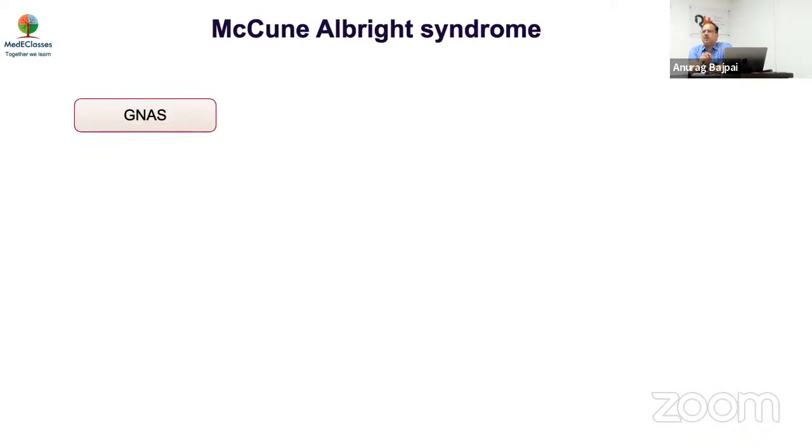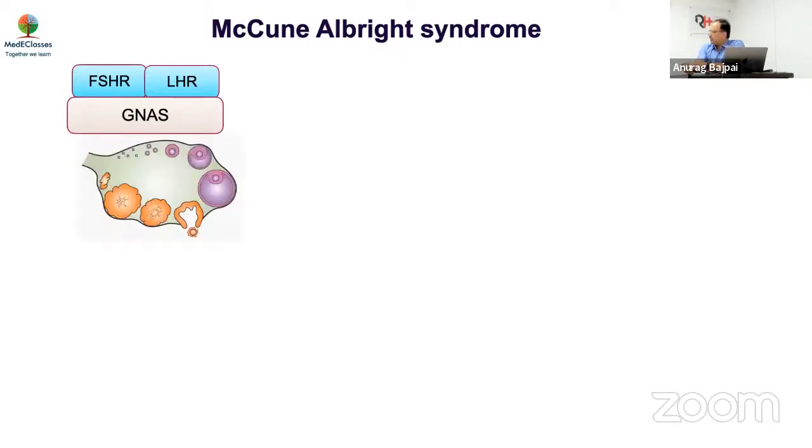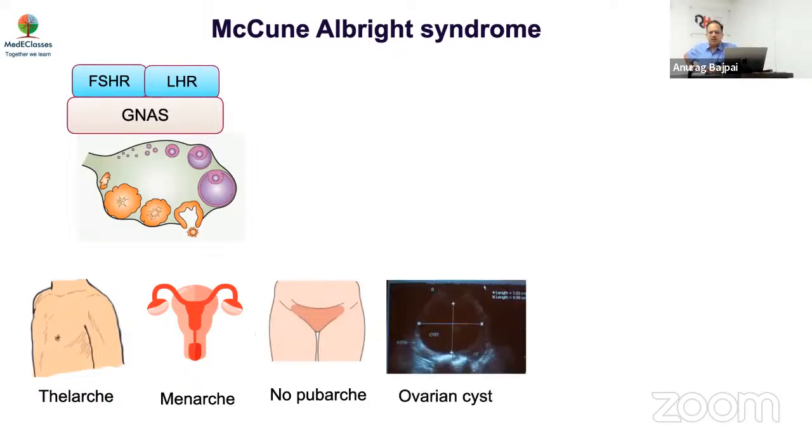Now, one important condition which we'll be discussing today is McCune-Albright syndrome, which is basically a problem in the GNAS-1 region. The GNAS is an important part of the cyclic AMP pathway. As far as the reproductive phenotype is concerned, this is because of overexpression or overfunction of the LH and FSH receptor, which will act on the ovaries to produce breast development, which will happen early, and you will have this discordant menarchal level. Again, the estrogen levels will become very, very high. Importantly, because you do not have much effect on the adrenal axis, you will not have pubarche. They will present purely with vaginal bleeding and some breast development.